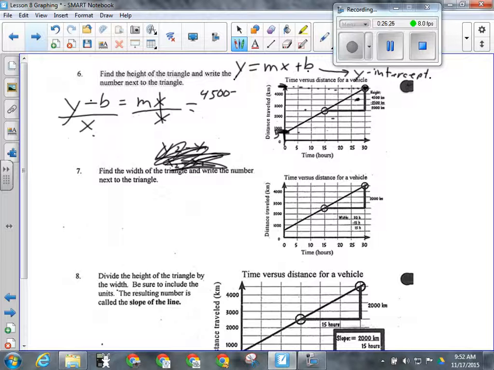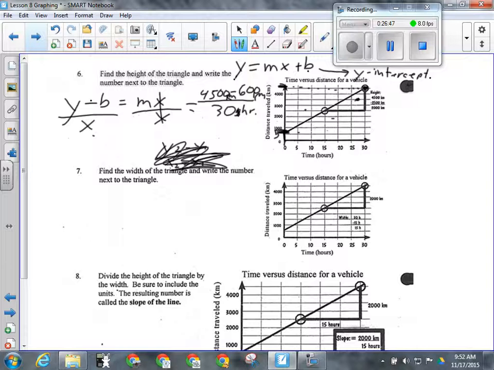And b was, I think we said 600, right? Okay, and x was 30. All right, these were meters. And this was, or sorry, these were kilometers, sorry. Kilometers and this was hours. Yeah, you're right. Okay.